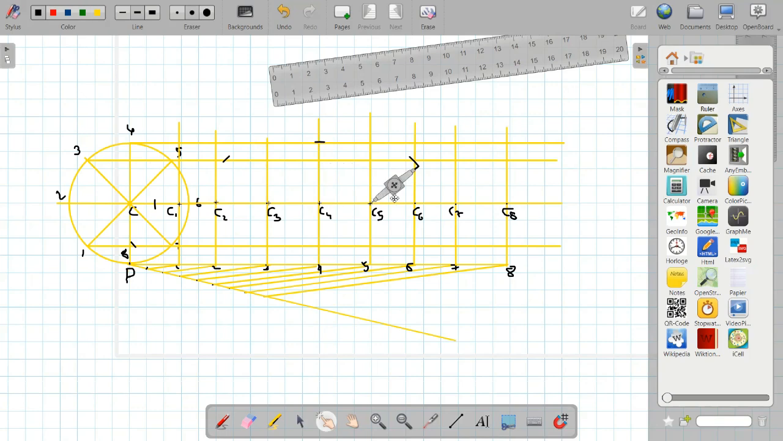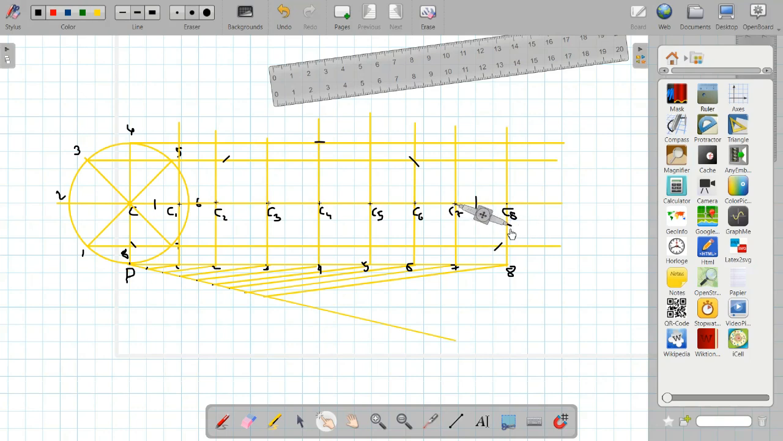Then shifting the center to point 6, we will cut on the projector of point 6. Point 6 is here, so this is the projector. I will cut on this particular horizontal line. So this is point 6. Then shifting the center to point number 7 and cutting on the projector of 7. So point 7 is this, this is the horizontal projector, making an arc at this particular point.